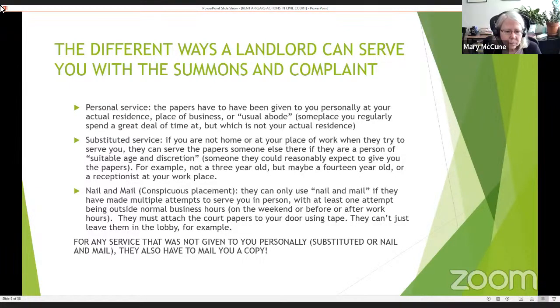And for any service that wasn't given to you, any papers that weren't given to you personally, they have to mail you a copy. So for nail and mail and substituted service, they also have to send you a copy by mail.